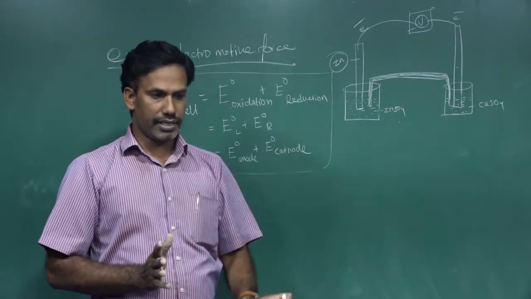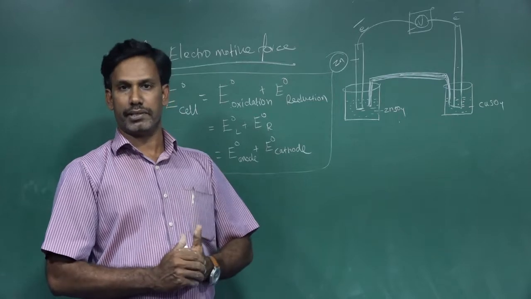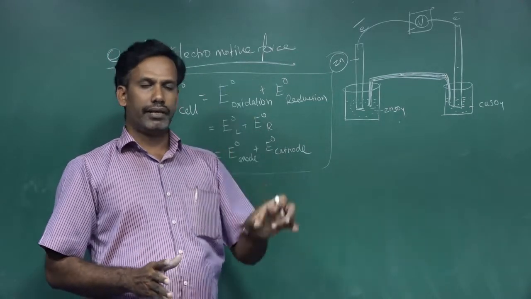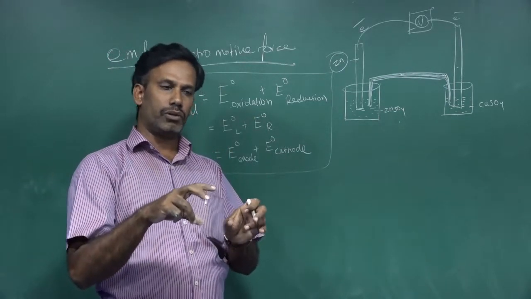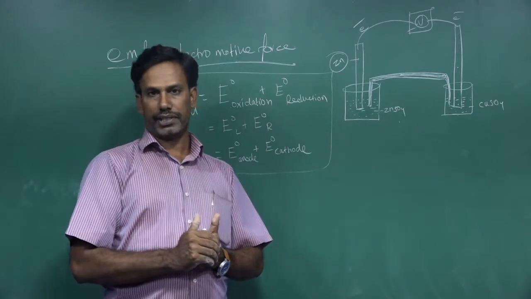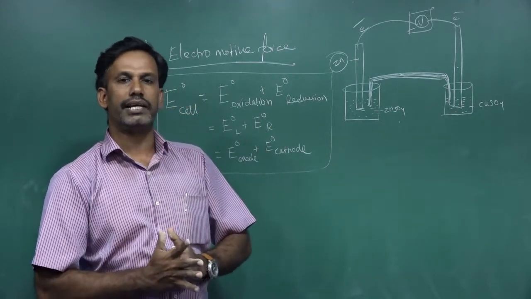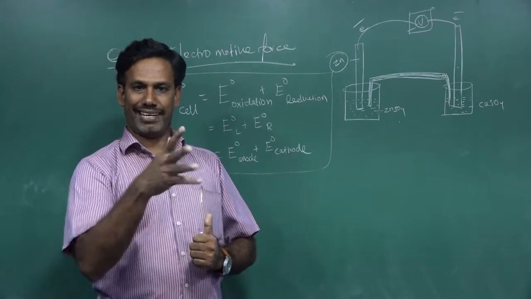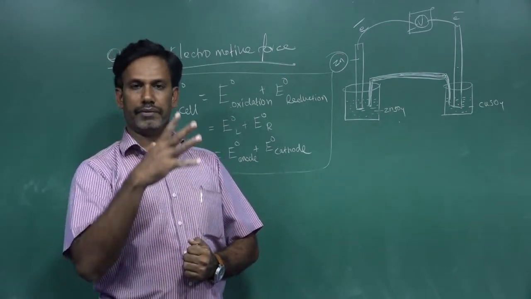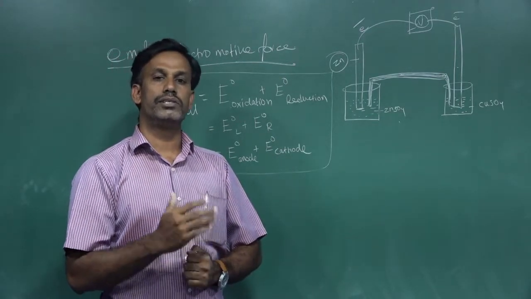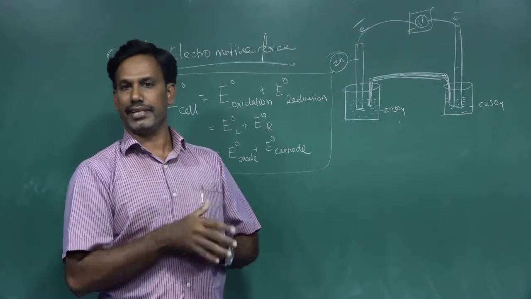If you take a single electrode potential, it is impossible. But by using the reference electrode, we can calculate the single electrode potential. What is the quality of the reference electrode? The standard value should be there. For EMF, that is the E naught value, it should be 0. That is the standard condition.